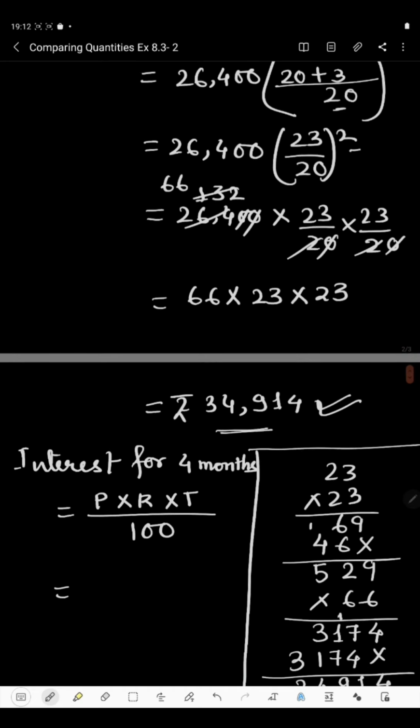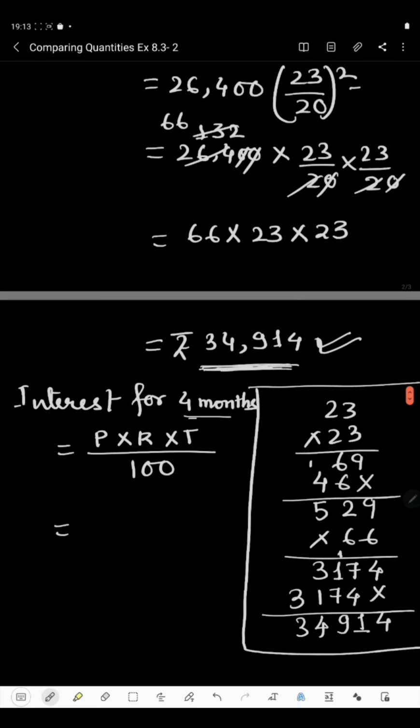Okay, we will write this one as the principal. Do not get confused, because this amount she has to pay after 2 years, and on this we will have to pay interest for the 4 months. So this amount will become the principal now. Why? Because 4 months is left. For the 4 months interest will be charged on this amount. So here principal will be 34,914.